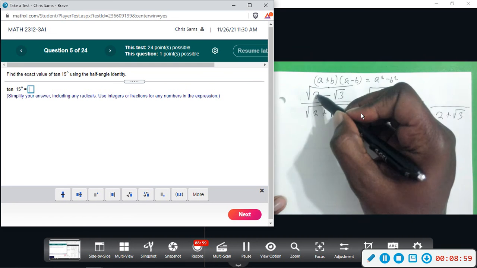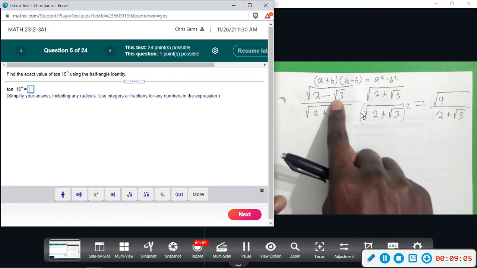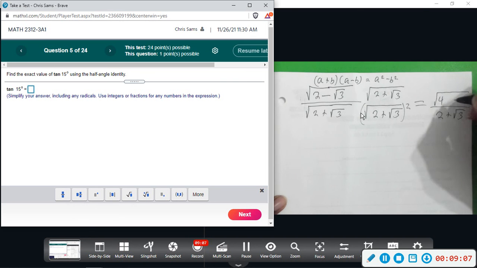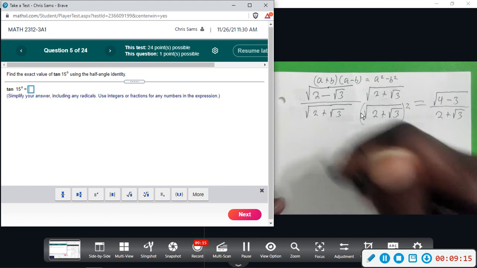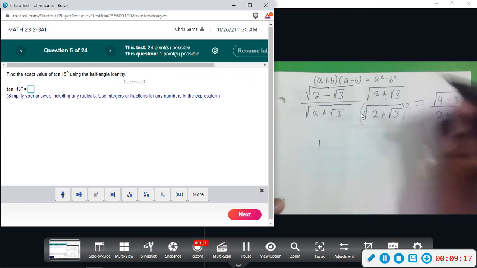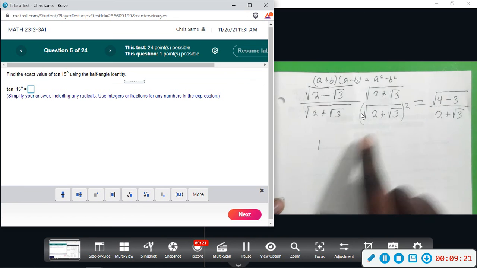If you square 2, that gives you a 4, still under the square root. And if you square the square root of 3, that gives you a 3. The square root goes away. Simplifying this, 4 minus 3 is 1, and the square root of 1 is 1. So that square root pretty much goes away anyway. So 4 minus 3 is 1, square root of 1 is 1.